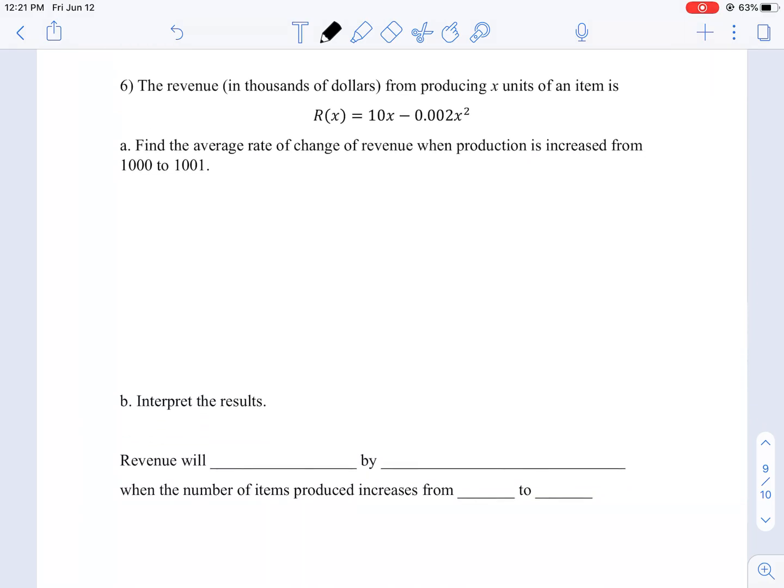The revenue in thousands of dollars from producing x units of an item is R(x) = 10x - 0.002x². Find the average rate of change of revenue when production is increased from 1,000 to 1,001. Since the problem is asking for an average rate of change, we are going to apply the average rate of change formula.